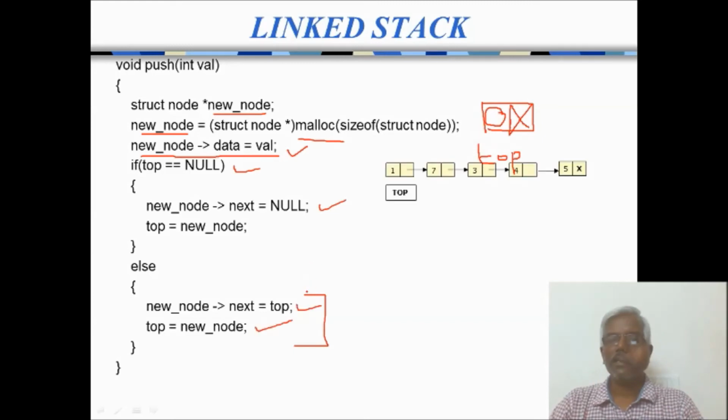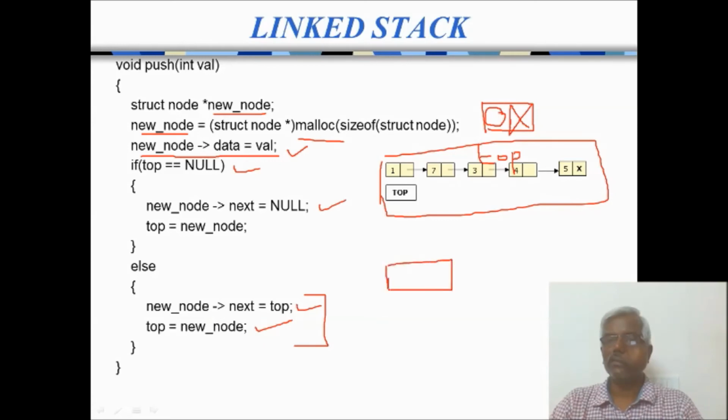For that else part, imagine this is our stack. If I want to create a new node, suppose this is my new node with some value 10. This is my already existing stack. New node of next is equal to top. This is new node of next, which is equal to top, so it is going to be connected like this. Then top is equal to new node. So hereafter this is not the top, this is going to be the top.